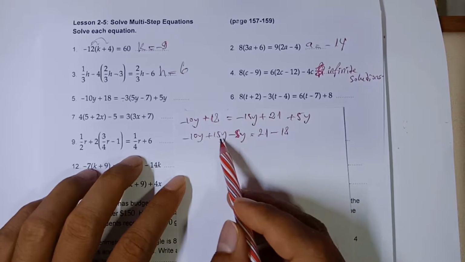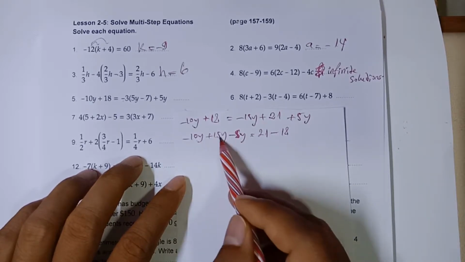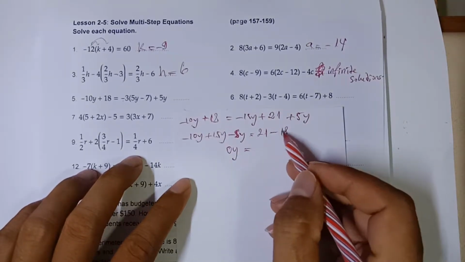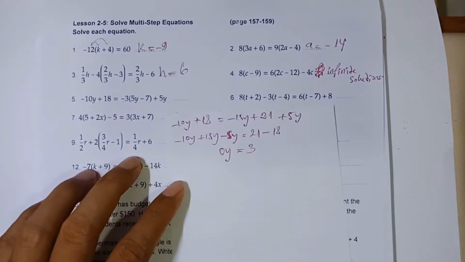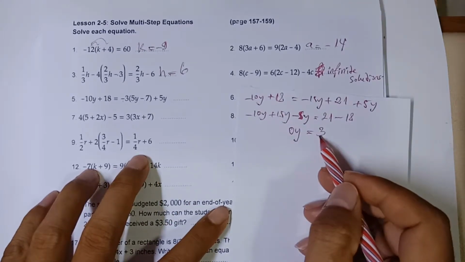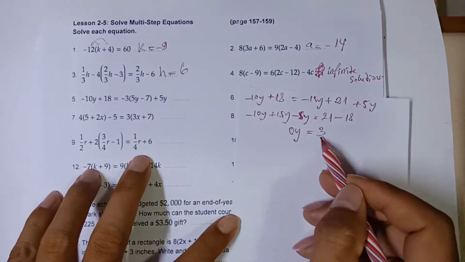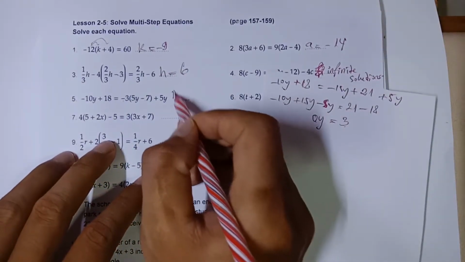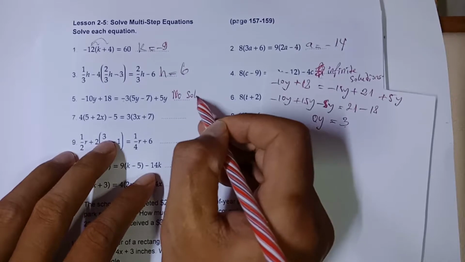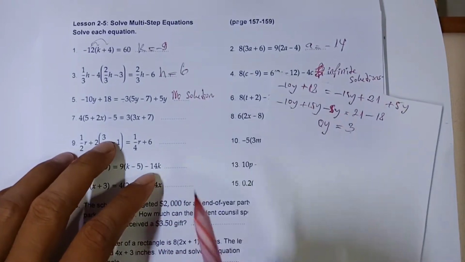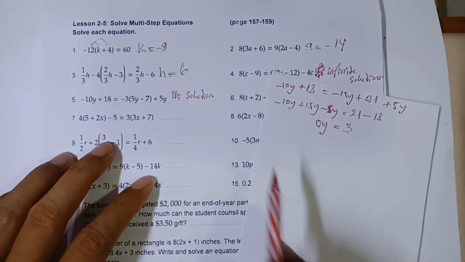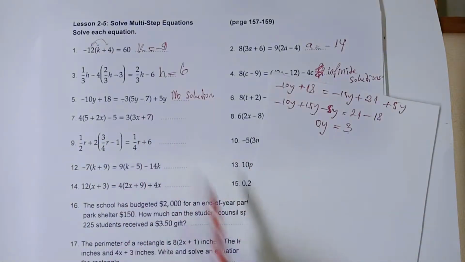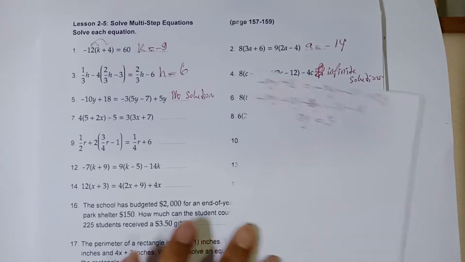Let's look at this together. Now 15 minus 10, you got 5. 5 minus 5, you got 0. You have 0y equal to 21 minus 18, you got 3. So now when this happens, 0 equal to a number, which is not true. 0 equal to 3, no, it's not going to happen. 0 cannot be equal to 3, so therefore this is no solution. There is no answer to this equation that would satisfy it. No value of y would satisfy this equation. That's why there is no solution.